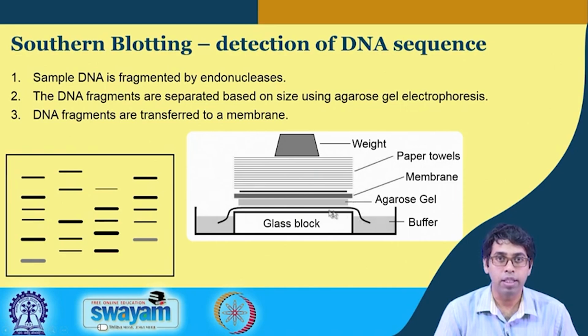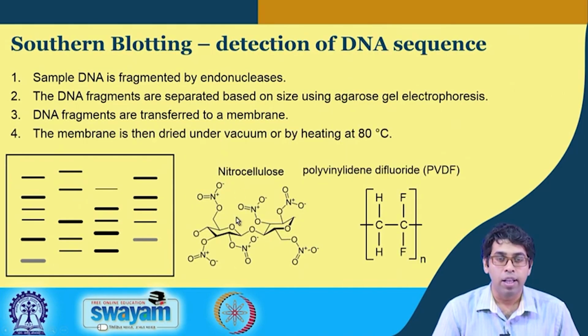You can see that this is again a paper which is dipped into this buffer. So there is capillary action, and this capillary action takes the DNA molecules from the gel to the membrane. That is the transfer step. So in this step, what we have done is we have transferred the DNA fragments onto a membrane, and the membranes are negatively charged, so they can bind to the DNA molecules. And once you have this transfer complete, you dry the membrane under vacuum or by heating it at 80 degrees centigrade, and we have to do that for several hours so that we get a really nice dry membrane.